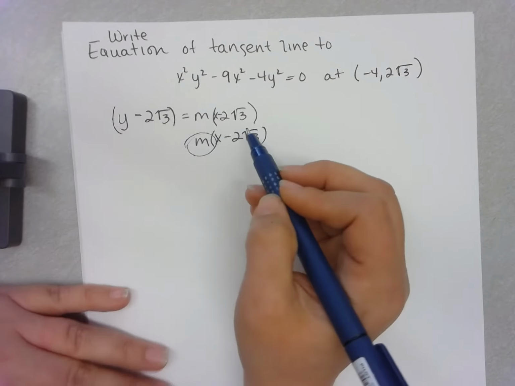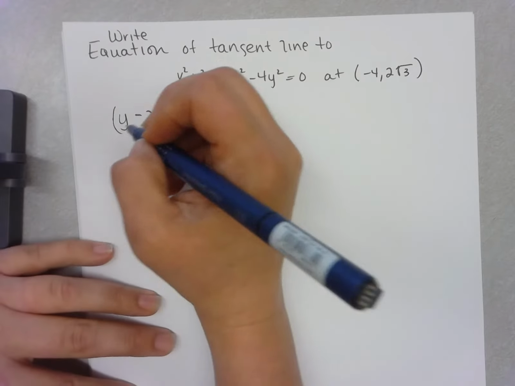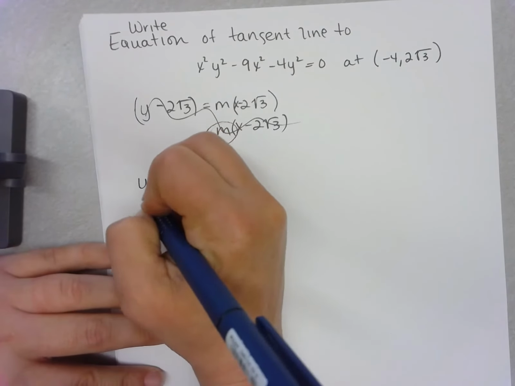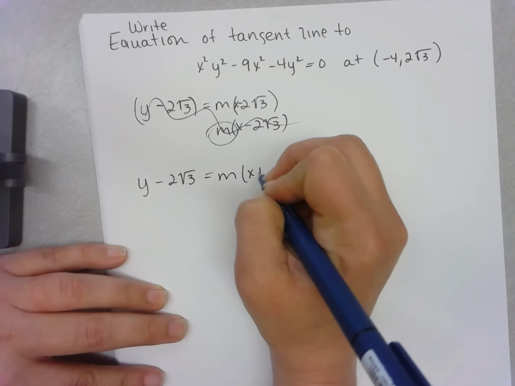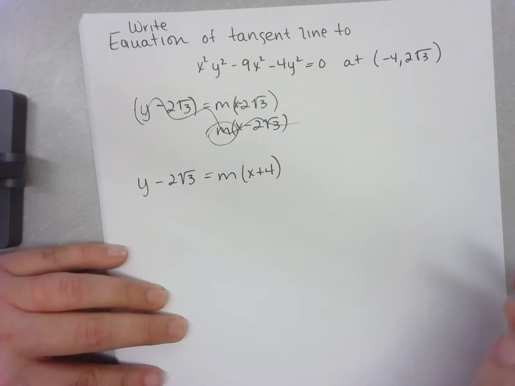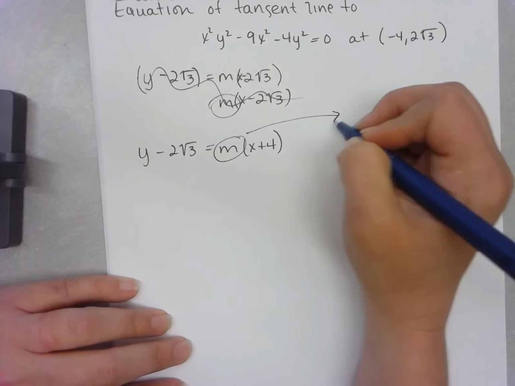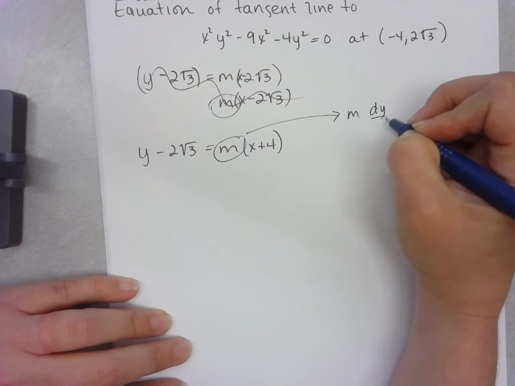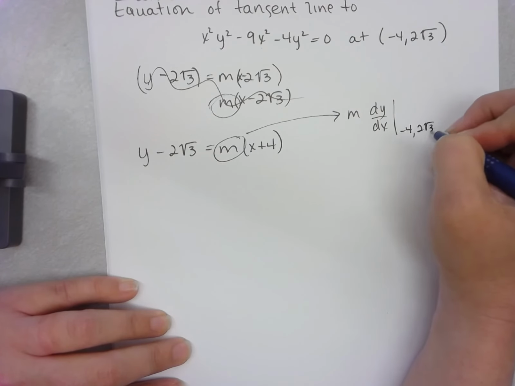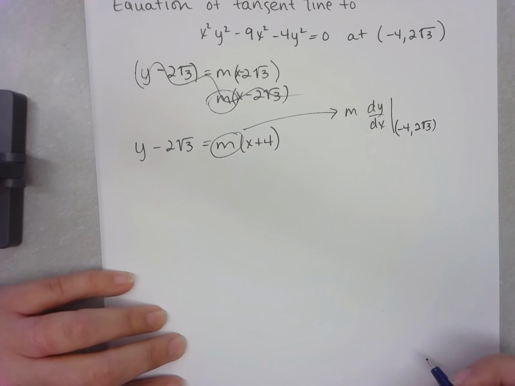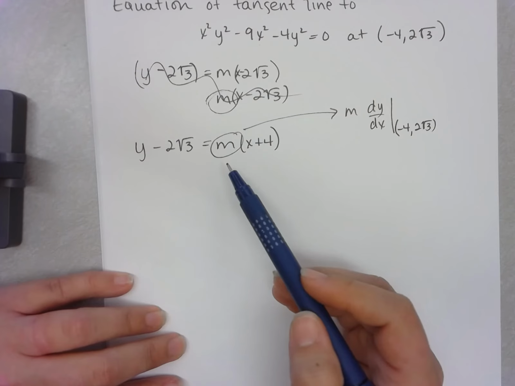So this is just your point-slope form. I'm dropping the point into each piece. Okay, so I end up with y minus 2 radical 3 equals m times x plus 4, because that's my x coordinate. So I need to find m, and m is dy/dx at the point (-4, 2 radical 3). I'm using the same notation as before. It's the derivative evaluated at that point. That's always the slope of my tangent line.